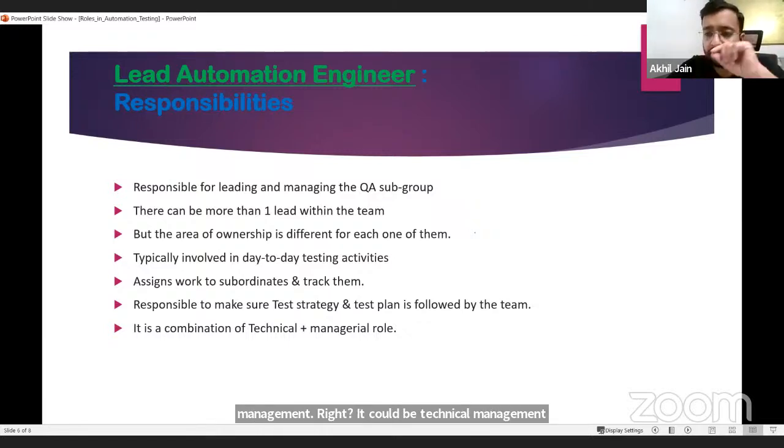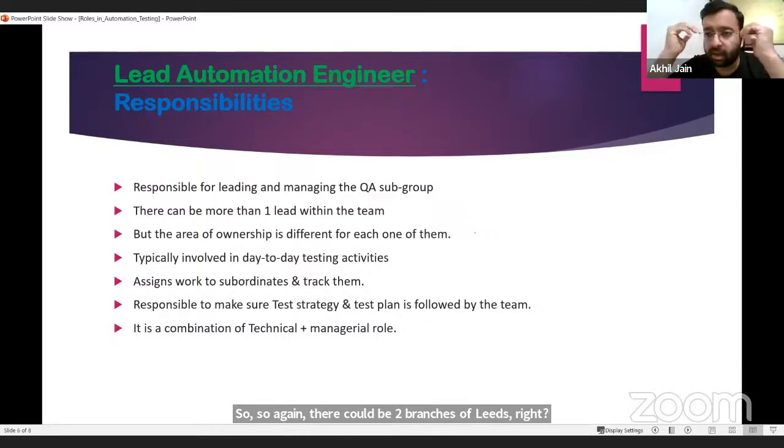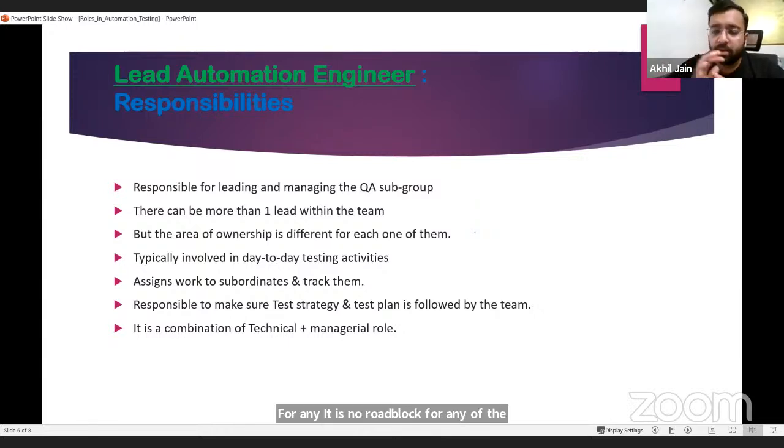So again, there could be two branches of leads, depending on the interest of the person or the kind of work we have in the project. Someone could be working purely as a technical lead, where he is not responsible for managing people, but he is responsible to make sure that there is no roadblock for any of the junior folks within the team. That is the responsibility of this person.